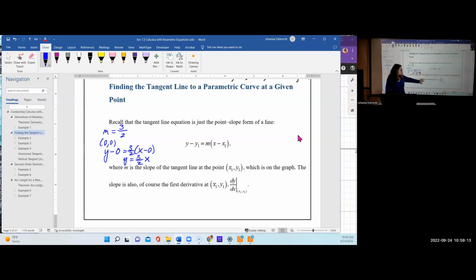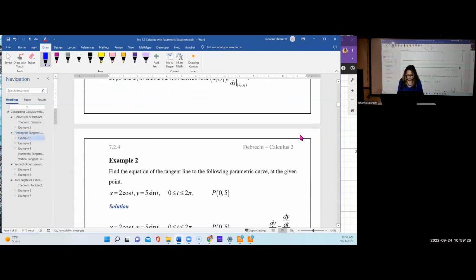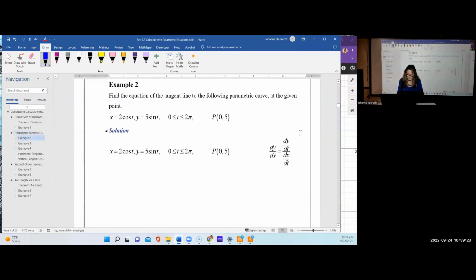Now we can do that at any particular point that we want to do. And remember that the slope is just the first derivative evaluated at that particular point. So you plug in the values at the particular point. So let's take a look at another example. This is example number 2. And we want to find the equation of the tangent line to the parametric curve at the given point. So the point is (0, 5). Our parameter goes from 0 to 2 pi. And the equations for it are x equals 2 cosine t and y equals 5 sine of t.